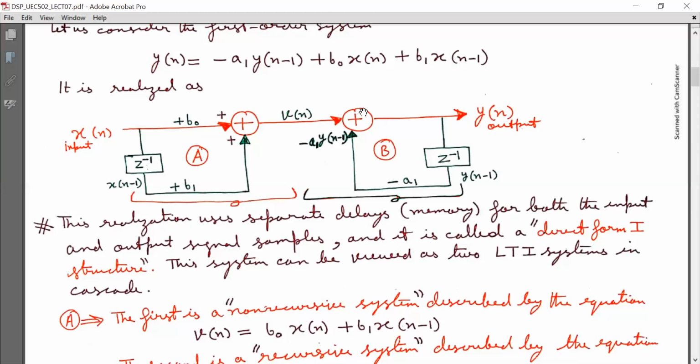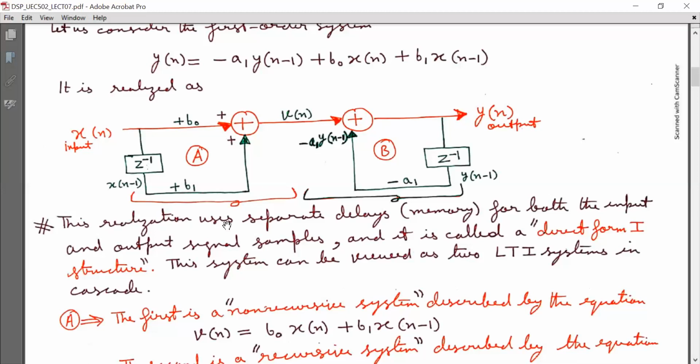Now this is second LTI system. Here v(n) is input and the output is y(n). The output y(n) is delayed by 1 unit to give y(n minus 1). This is going to be multiplied by minus a1 to give minus a1 y(n minus 1) here to the adder. So the output of adder is v(n) minus a1 y(n minus 1), which is equal to y(n). Hence this structure justifies this equation for first order system.